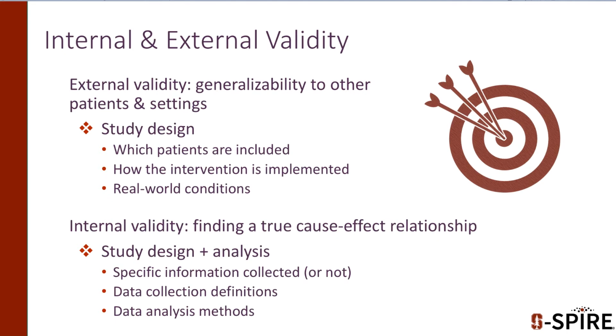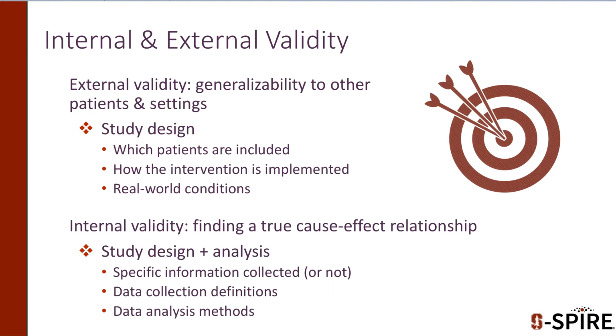In designing or evaluating studies, we should consider both the external and internal validity. External validity relates to the generalizability, or the ability to apply the study results in other populations, systems, or locations. External validity is typically not related to the statistical analysis, but is strongly influenced by study design elements. For example, which patients, participants, or providers are included. We might also ask, how is the intervention or the treatment implemented in the study? And how close does it come to the real-world conditions?